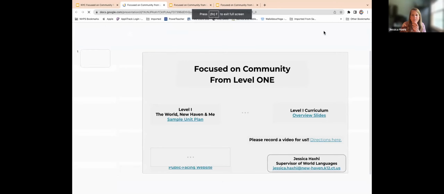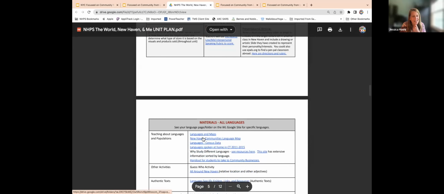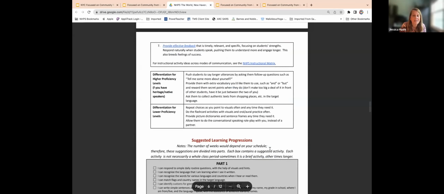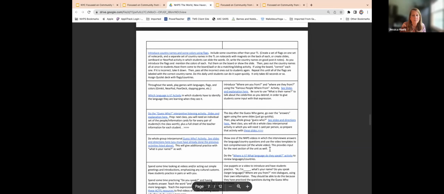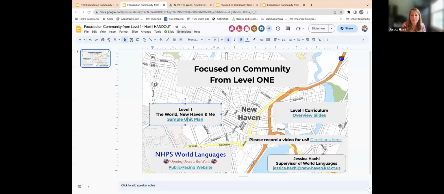Okay, so now let's click on that and I'm going to show you. Everything is clickable here. The sample unit plan is linked here. So here's that unit plan and everything I was showing you. You might not have access to everything, and I'm sorry, but that's because some of these things were made by New Haven teachers. We don't share those broadly because they worked so hard on them. But you can see what that would be.